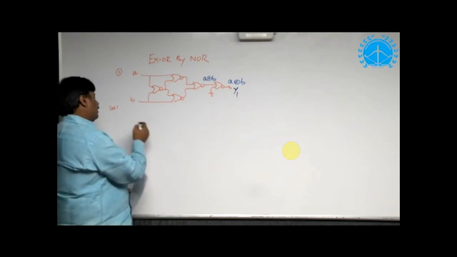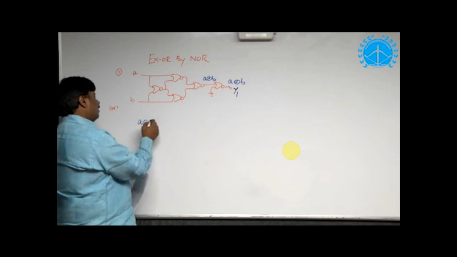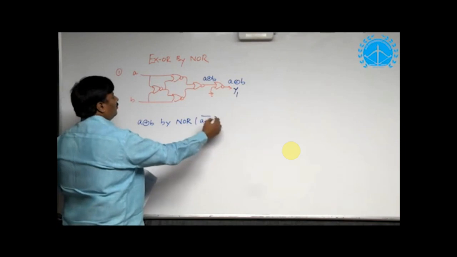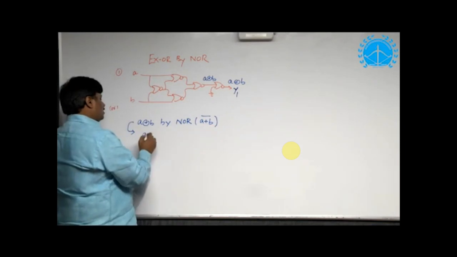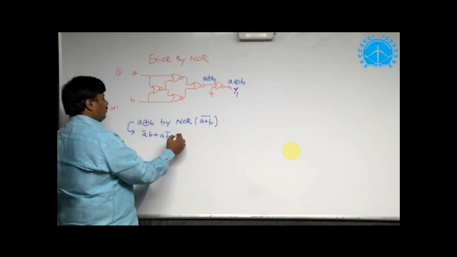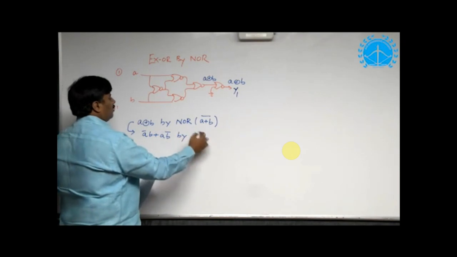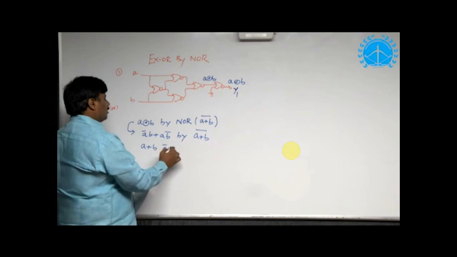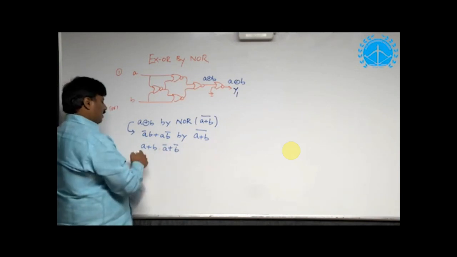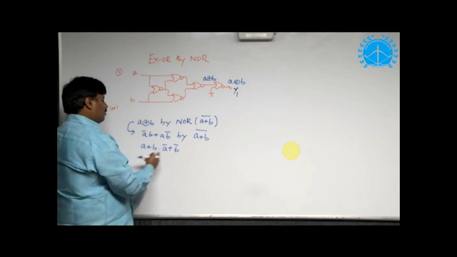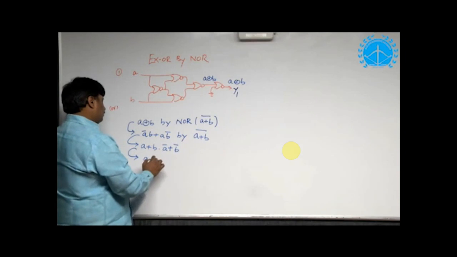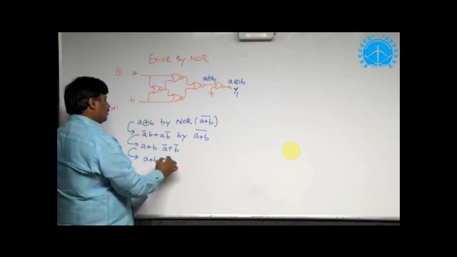If I go that way, if I realize A exclusive OR B by NOR, NOR means A plus B bar. A exclusive OR B means A bar B plus A B bar, by the A plus B bar form. I can do this in this way: A plus B into A bar plus B bar. Multiply this, you get A bar cancelled, A B bar, and B B bar cancelled, A bar B. Expanding this, A plus B into A bar plus B bar can be given as A B whole bar.